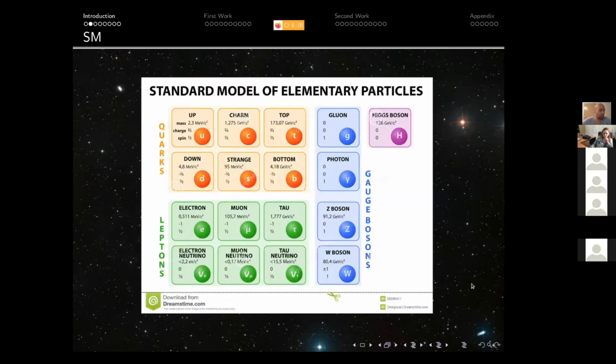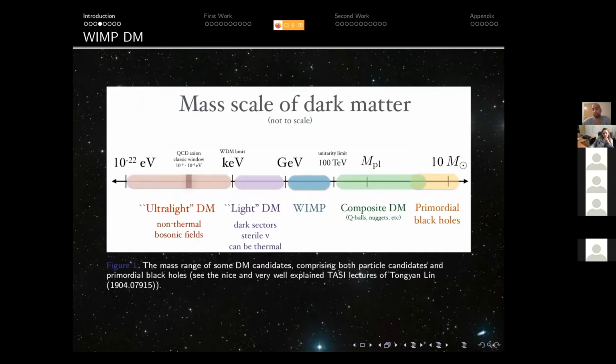As you know, the standard model of elementary particles is this one. This is our periodic table with the quarks in orange, the leptons in green, the interactions in blue, and the Higgs boson. So people that study dark matter usually add a new particle or a new family. This is what we call the dark matter particle.